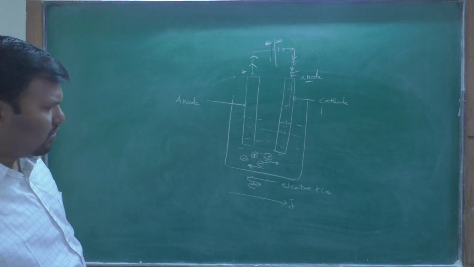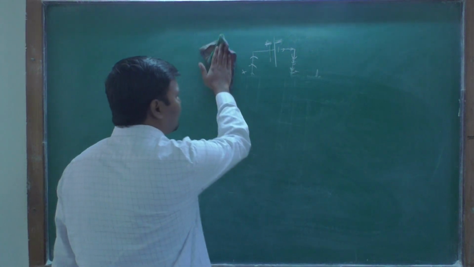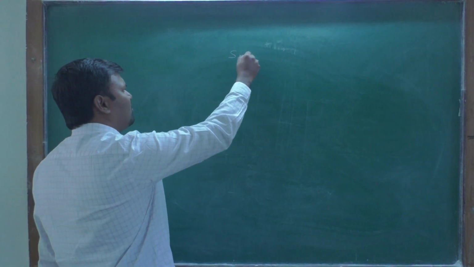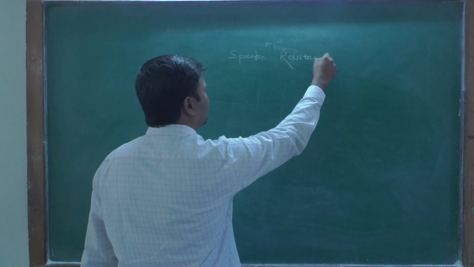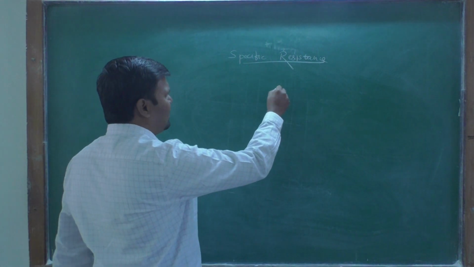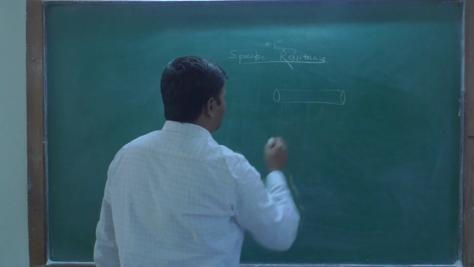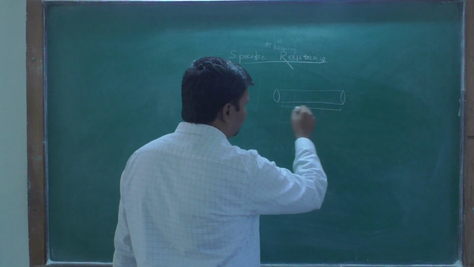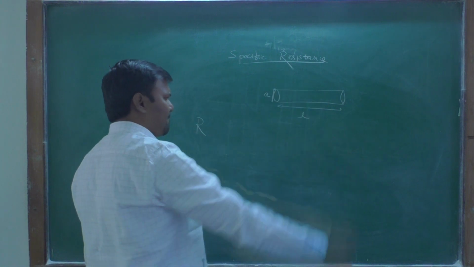Now we will discuss some points. This is all about how current flows through electrolytes. One of the points we have to discuss is specific resistance. Suppose we have a metal. The resistance of a metal depends upon two quantities: its length, and its cross-sectional area, A.